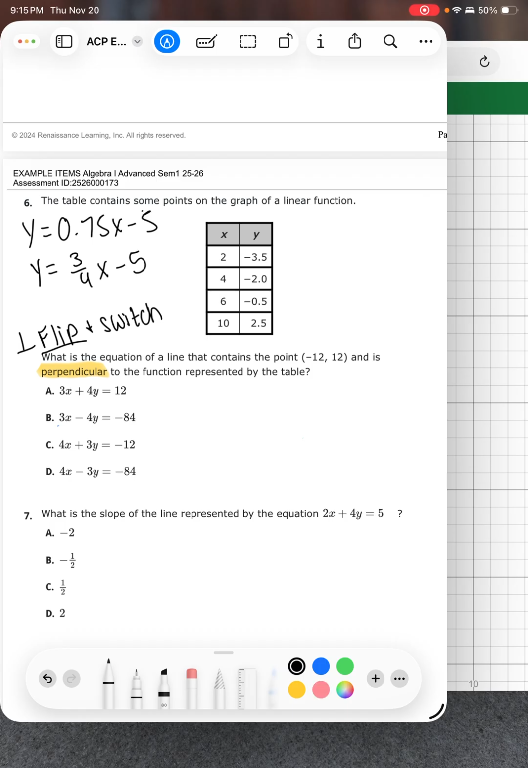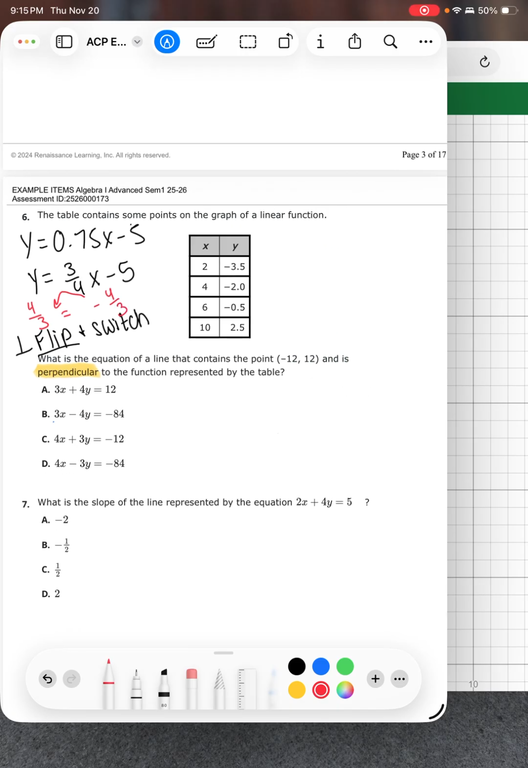Okay, so now let's do our perpendicular slope. So again, I know perpendicular slope means to flip and switch. So I'm going to go ahead and flip my fraction. So it's going to be 4/3. And I'm going to switch, which means it's going to go from positive to negative. That is my perpendicular slope, which is -4/3. Okay, here's where I'm going to teach you a little trick. Now there's a lot more math you could go ahead and do for this, but here comes my trick.